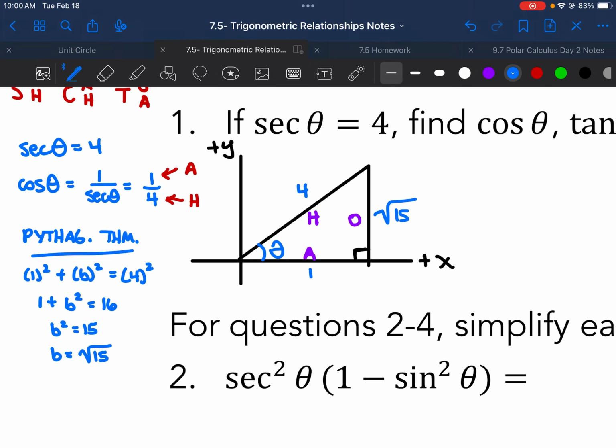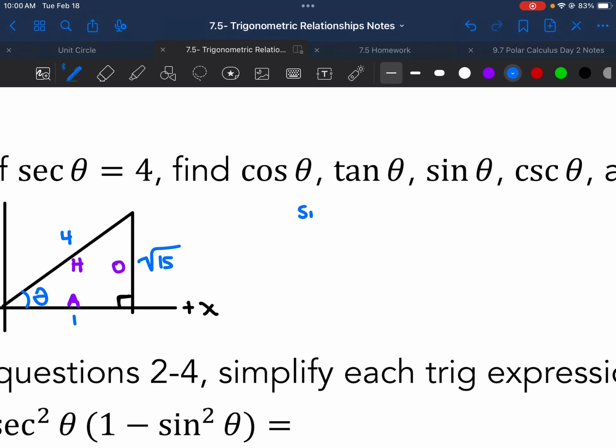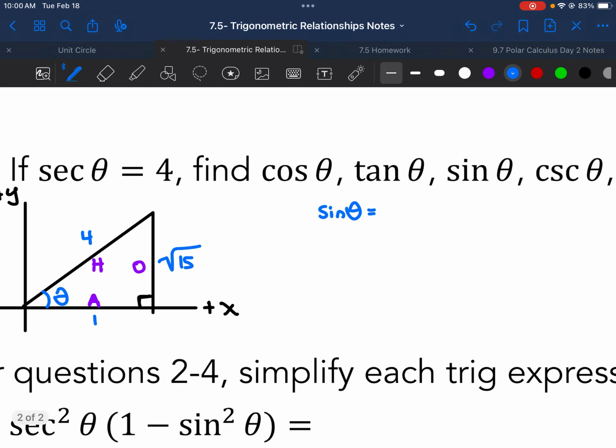Okay? Now using this triangle, we can find all 6 trig ratios. So sine of theta, I'll start with that. Sine of theta, well, we know sine is opposite divided by hypotenuse. So opposite is square root of 15.